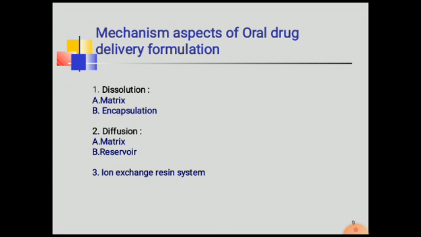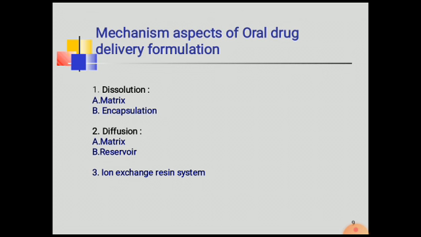So the first one is dissolution controlled drug delivery system. The main mechanism is dissolution. By keeping this dissolution mechanism, we pre-program this system. In that dissolution system, we again have two types: matrix dissolution controlled drug delivery system and encapsulation dissolution controlled drug delivery system.